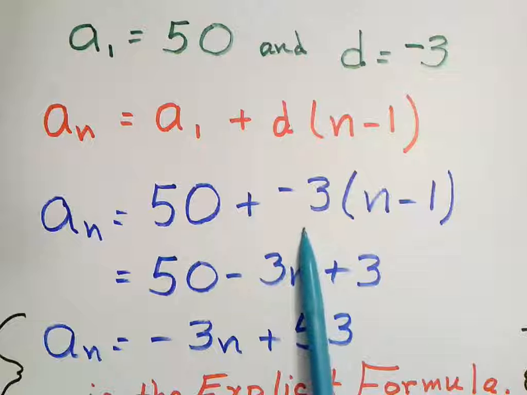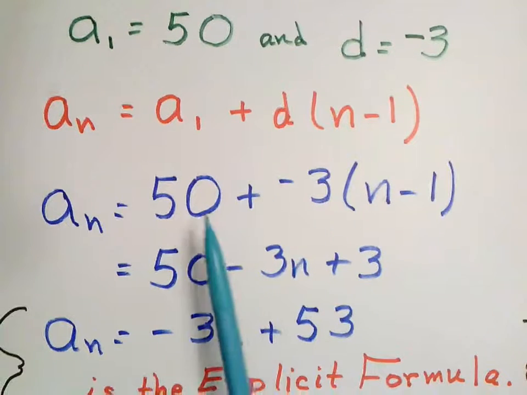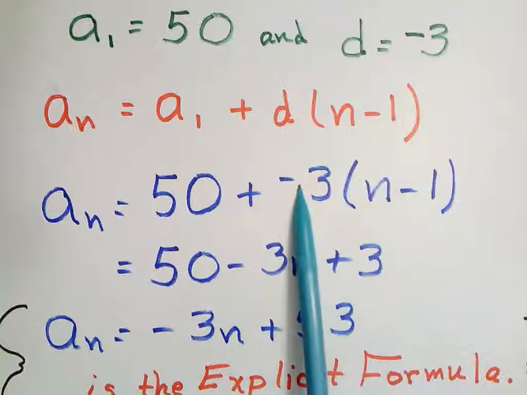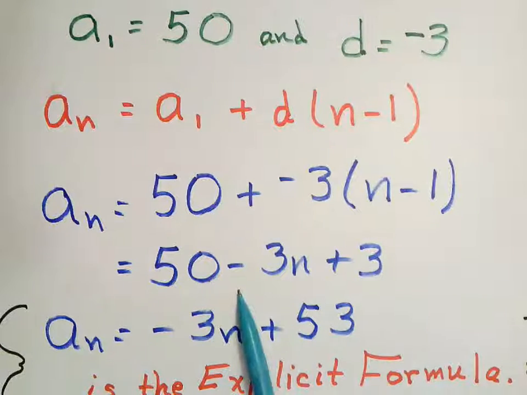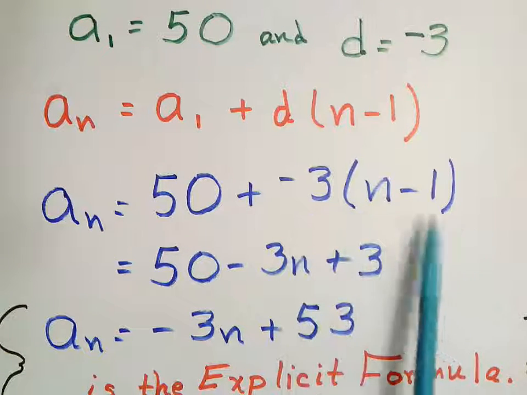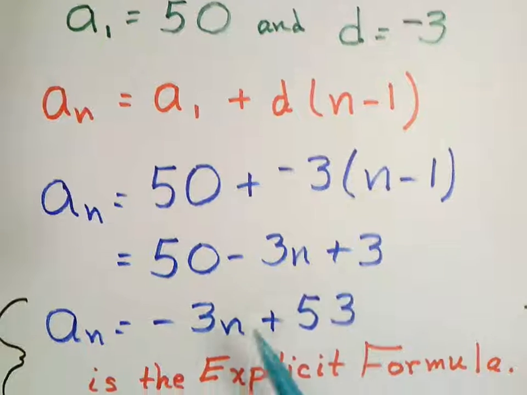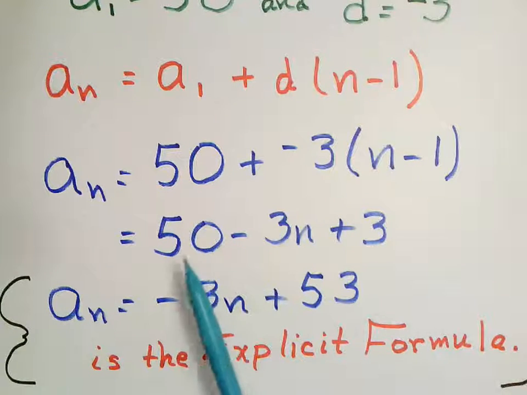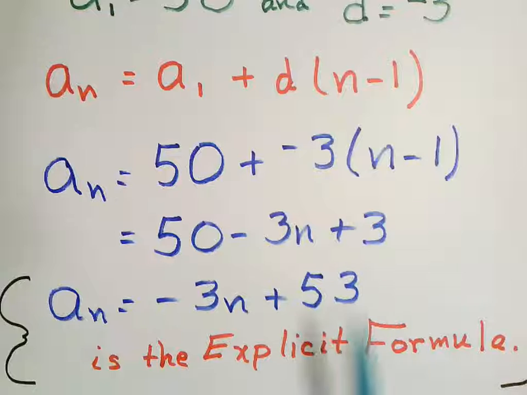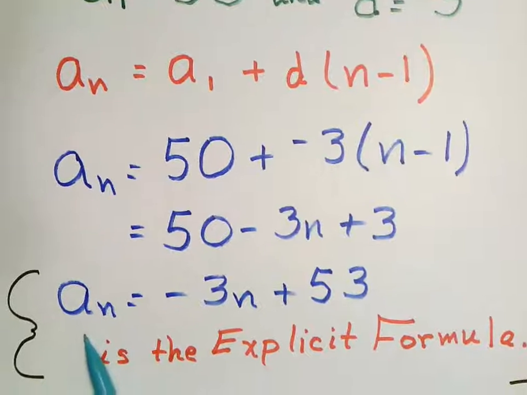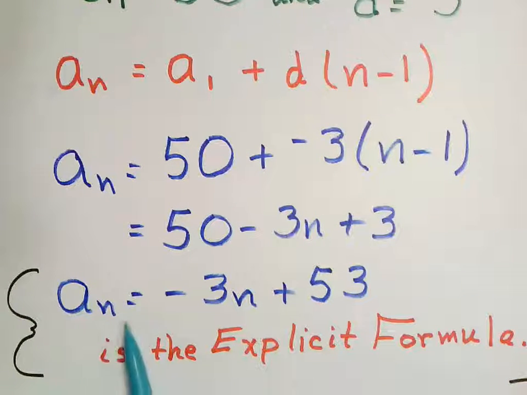Then we're going to apply our distributive property. We're going to bring down the 50. It's going to be negative 3 times n, which is negative 3n. A negative 3 times a negative 1 is a positive 3. Then we're going to combine like terms. 50 plus 3 is 53. We bring down the negative 3n. So our explicit formula is a sub n is equal to negative 3n plus 53. Again, our explicit formula is negative 3n plus 53.